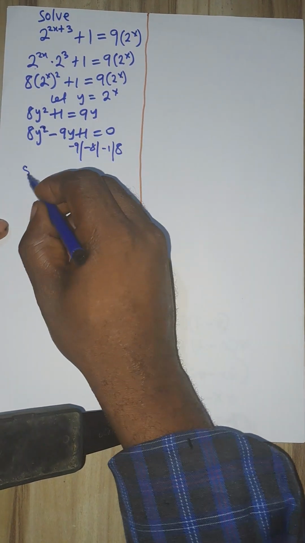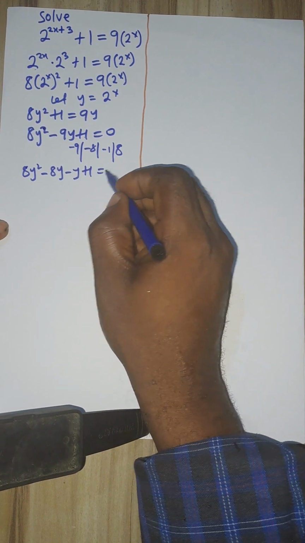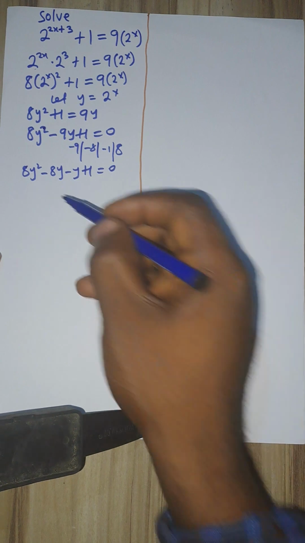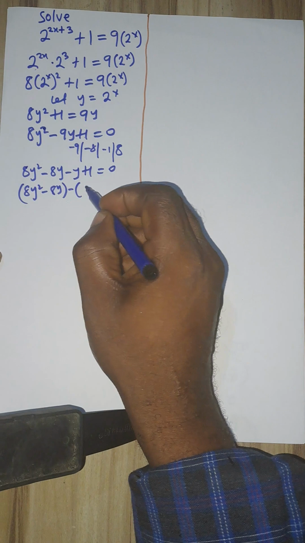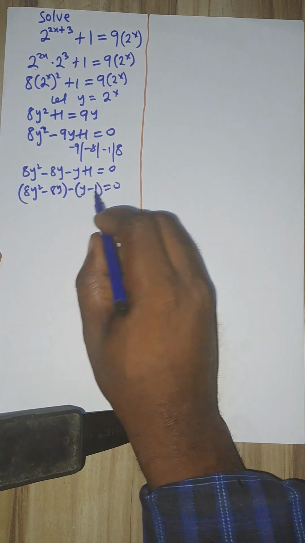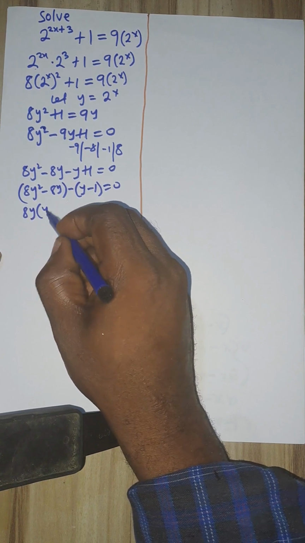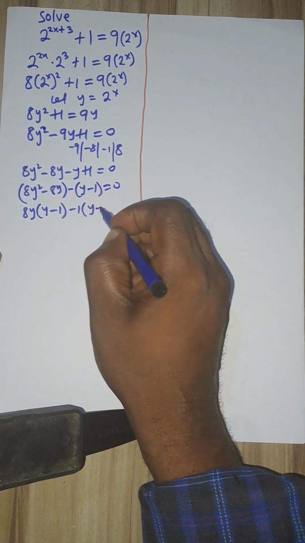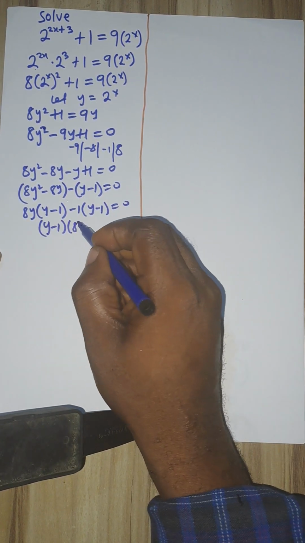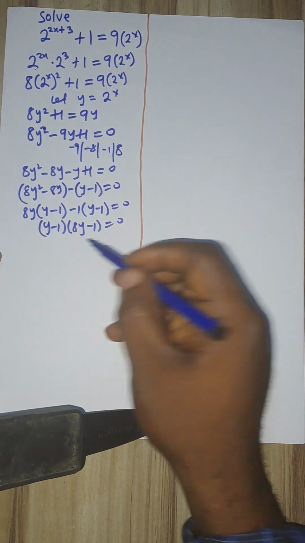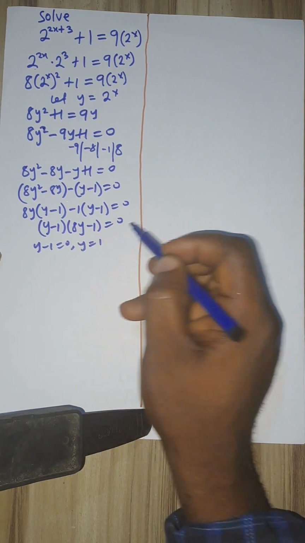Okay. So we have 8y squared minus 8y minus y plus 1 equals 0. We pair them up: 8y squared minus 8y, minus y plus 1 equals 0. If you open the bracket, you get back this. So the HCF is 8y. So we have y left here, and 1 is here. So y minus 1 is common. You have (8y minus 1)(y minus 1) equals 0. So we equate each of them to 0.